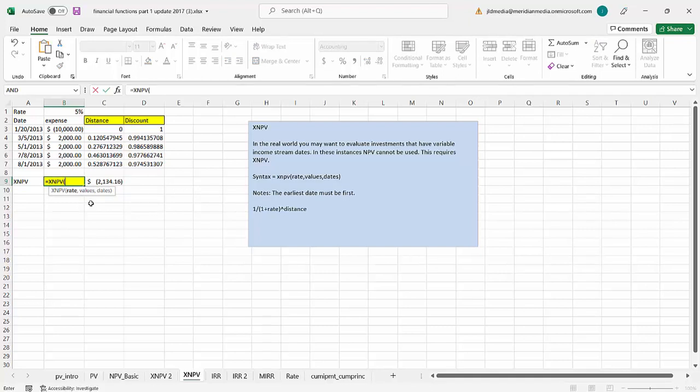So XNPV is really simple. It's got 3 required arguments. The first argument is going to be rate. You know, in this case, the rate is the discount rate, which has been given at 5%. Okay. So the next thing you got to do is just feed it your values. You feed it your total value, so all of them. So it'll be all the different cash flows. We're going to plug those in, which would have been a little different from net present value.